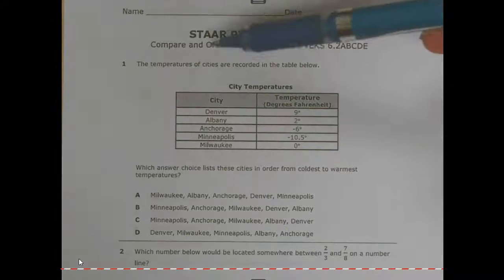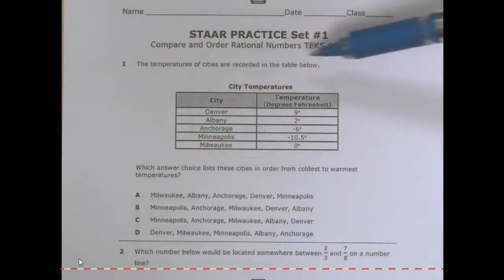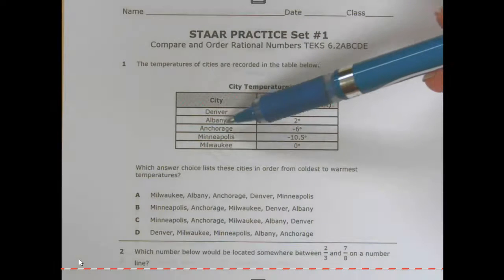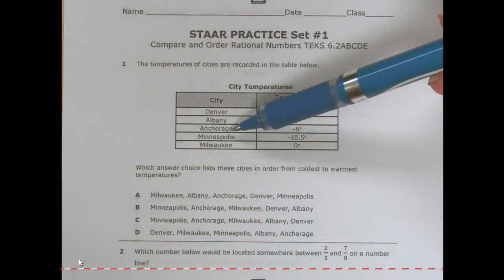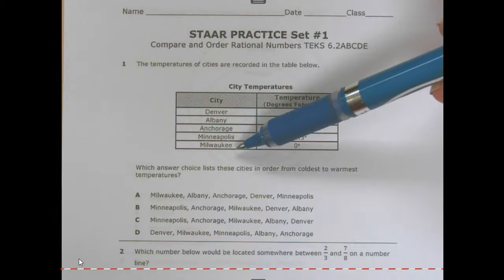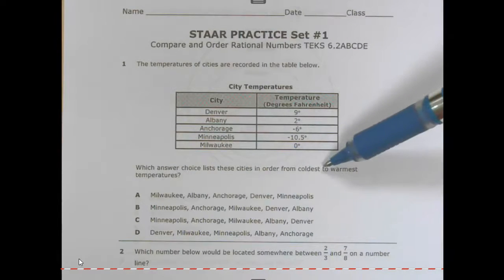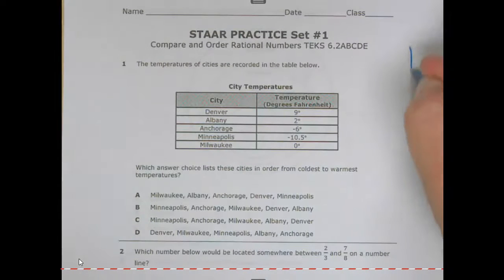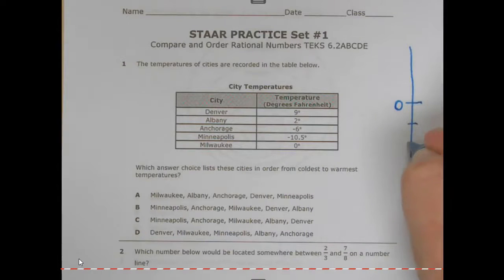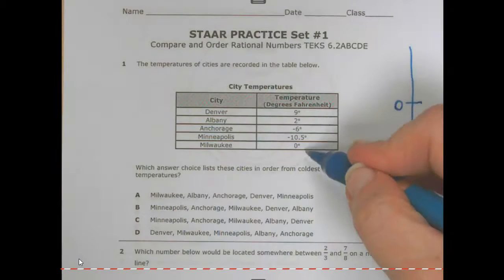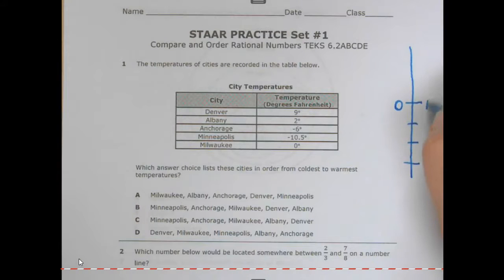The temperature of the cities are recorded in the table below: Denver, Albany, Anchorage, Minneapolis, Milwaukee. Which answer choice lists the cities in order from the coldest to the warmest? So when I think of coldest to warmest, I think of 0 as being my temperature, and then going down. So this is 0, so this was Milwaukee.